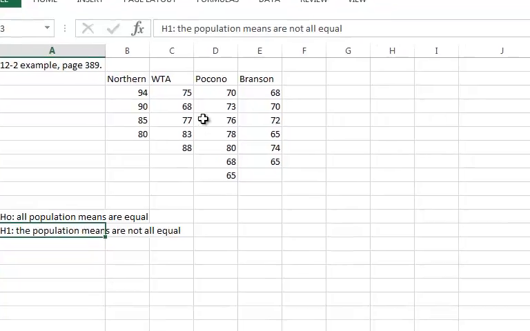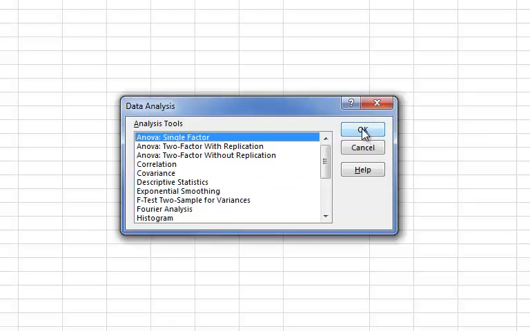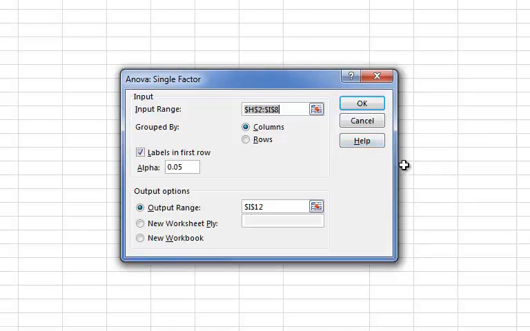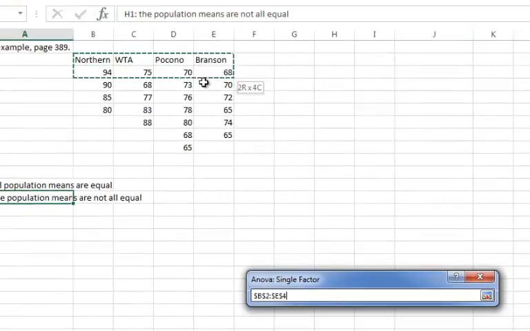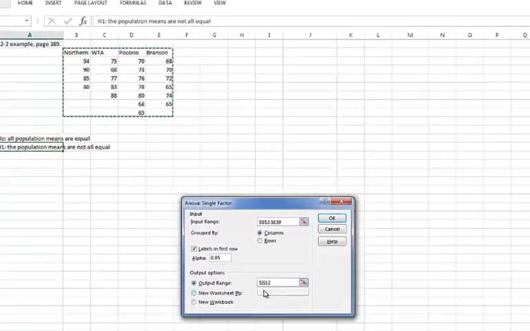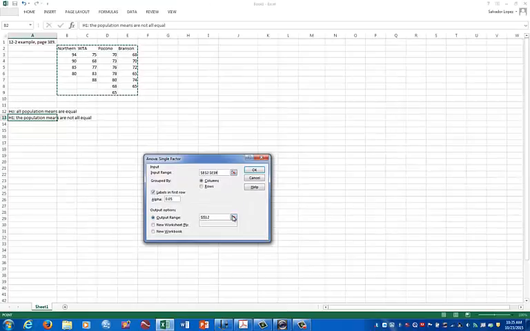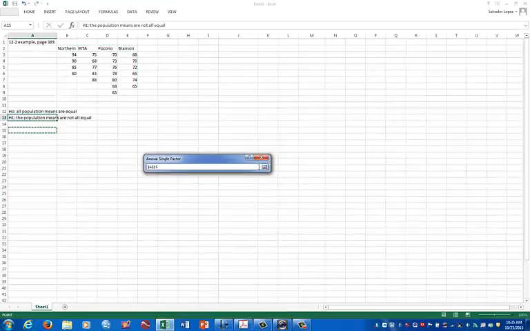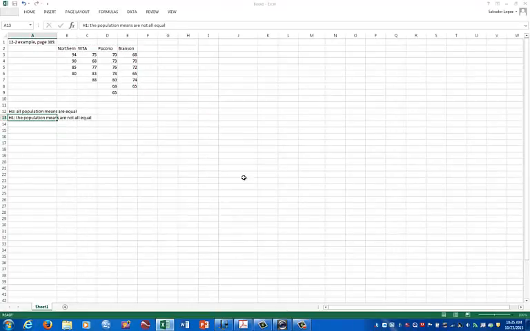From section 2, following the same thing we did in the last video, we do the ANOVA single factor. You probably see some range here that I did before, but we need to change it to this. It labels on first row, alpha 0.05. This is the one that is advised to use for the exercise, and then the output range I'm going to select to start in that cell.